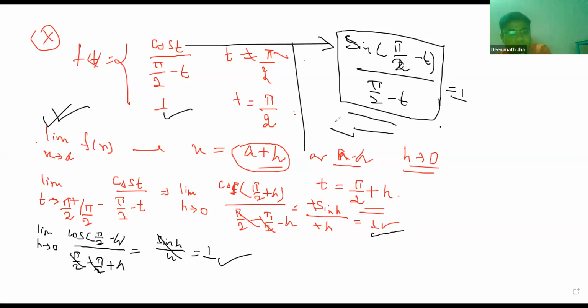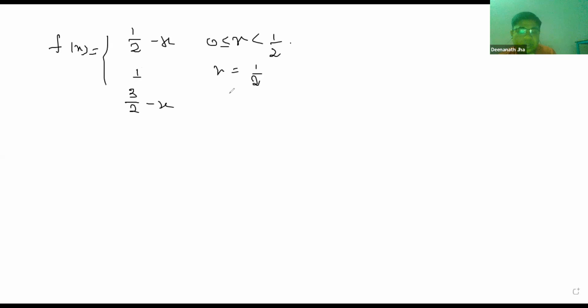Yes, sir. Now one question for you. This is from the board examination. Write down f(x) is equal to 1 by 2 minus x, x less than 1 by 2; 1 when x is equal to 1 by 2; 3 by 2 minus x, x greater than 1 by 2.